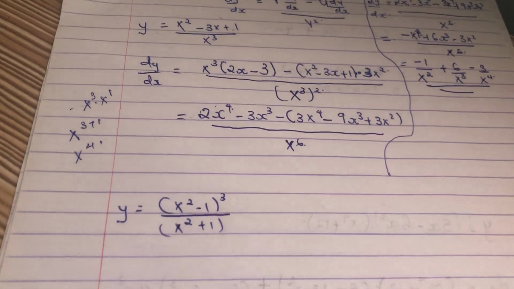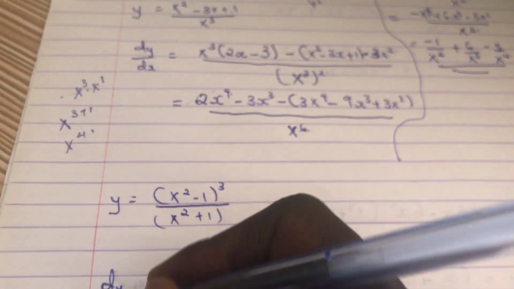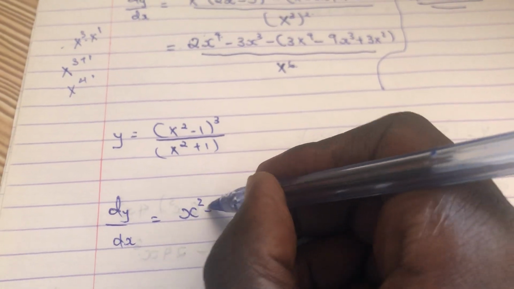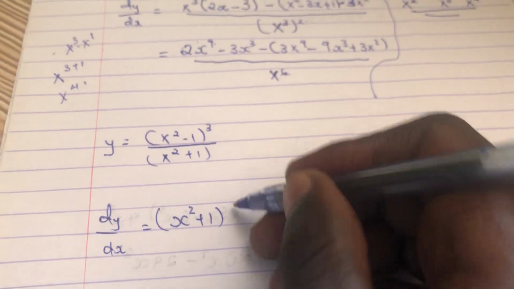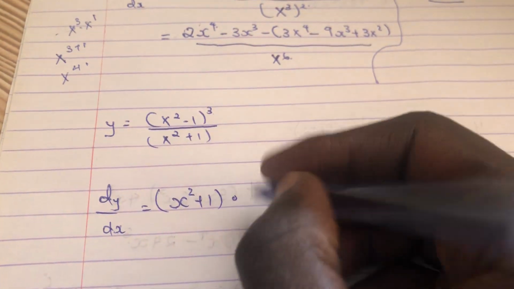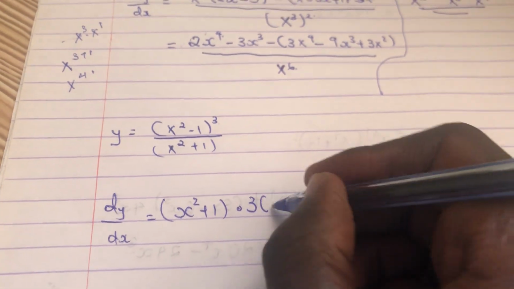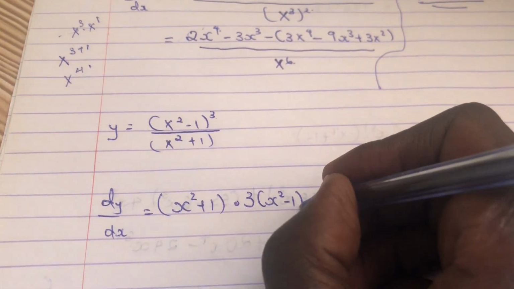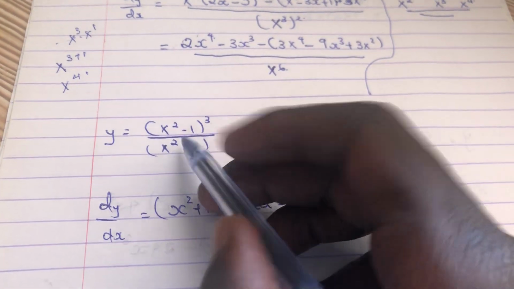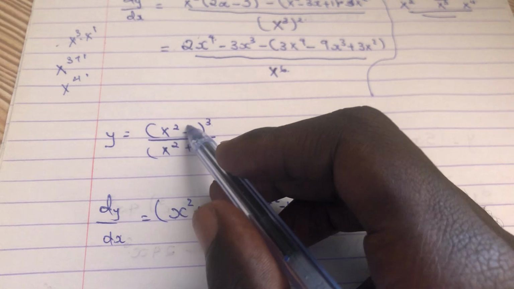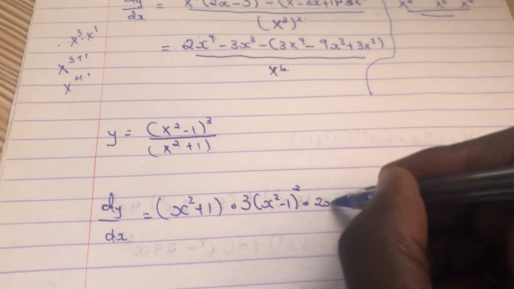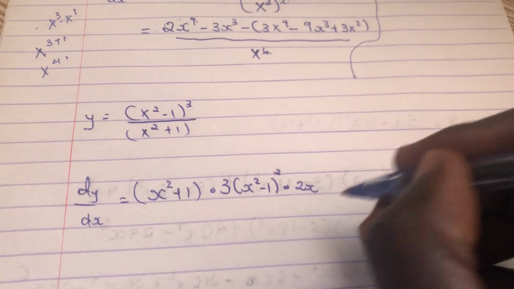So we're also going to try out this very first one. dy/dx equals v, our v will be x squared plus 1, times du/dx. When you differentiate this, remember I told you how to differentiate this. You drop the power, that is 3, get what is inside here, and then subtract the power by 1, and then multiply by what you differentiate inside. Differentiate x squared minus 1, you remain with 2x. The minus 1 becomes a 0.